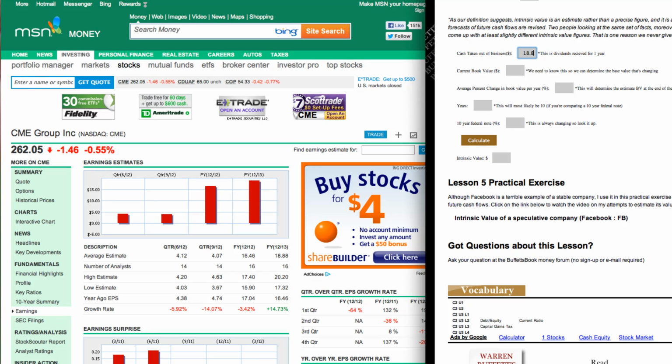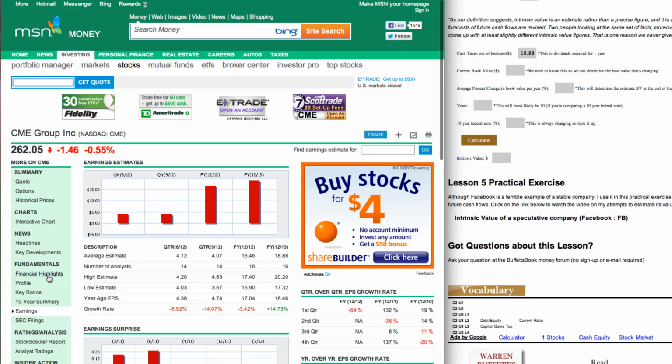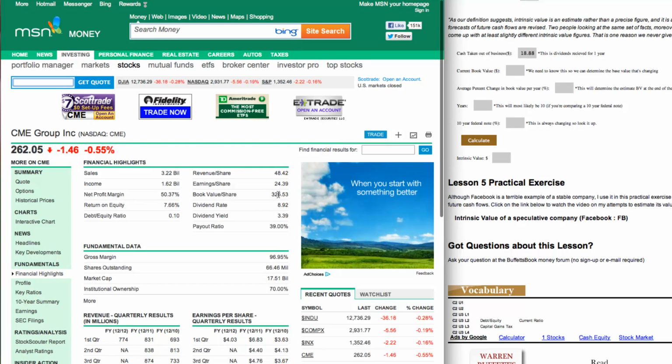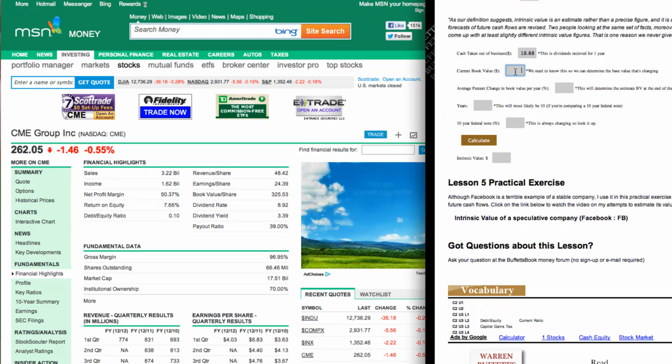So I go up here to the dividend payment, which is the cash that can be taken out of the business, and we're just going to assume that all of that cash can be taken out of that company at $18.88. So we have that in there, and then the current book value, if you remember, it was $325. Now I'm going to go to the recent quarter, which I can pull from the financial highlights, which is $325.53. So that's our current book value, $325.53.